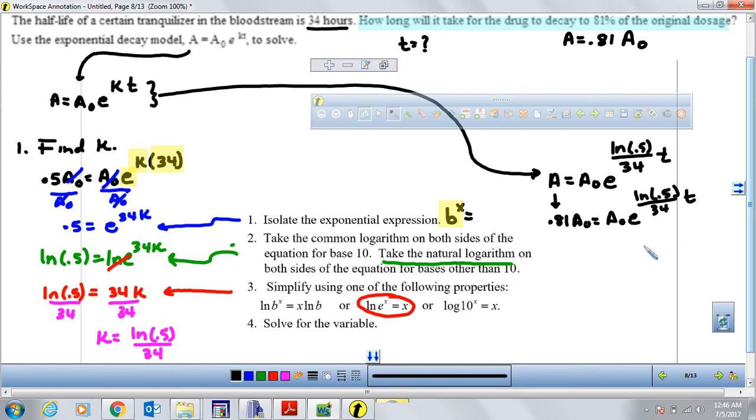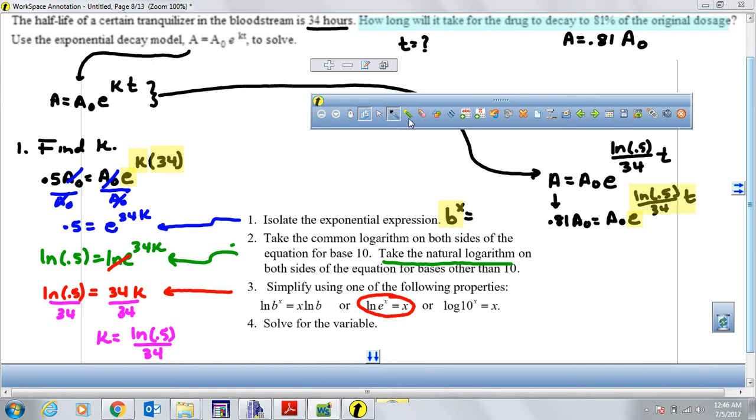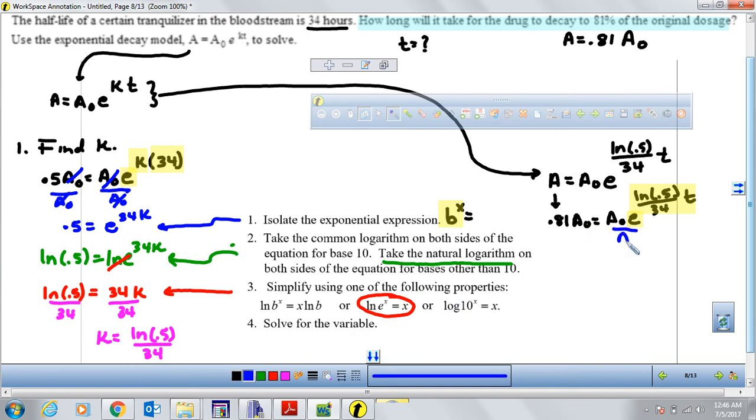So we're going to follow the exact same process that we have right here to solve that for the T, because you see that the T is on the exponent again. So we need to first isolate the exponential expression, which is the E raised to that power. That is my exponential. So to isolate it, we're going to follow the same process, which is divide the ACE of 0 on both sides of the equation, and it's going to divide out on both sides. So it's going to give me 0.81 equals E raised to the ln of 0.5 over 34 times T.